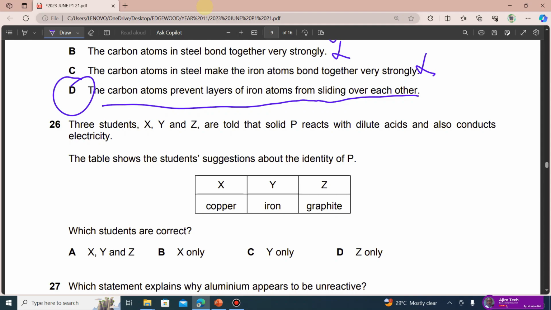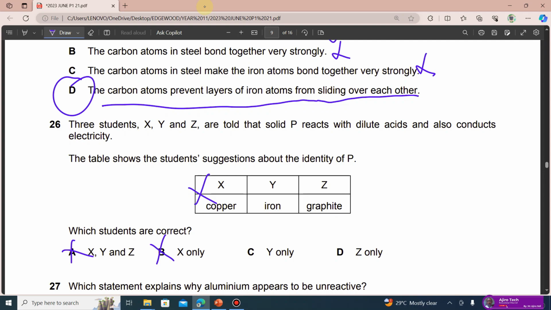26. Three students X, Y, Z are told that solid P reacts with dilute acids and also conducts electricity. The table shows the students' suggestions about the identity of P. Which students are correct? Okay, now if it reacts with dilute acids, that means the metal part of it should be able to displace hydrogen. So copper is off because copper will be unable to do that in this case. So every option that has copper is kind of off.